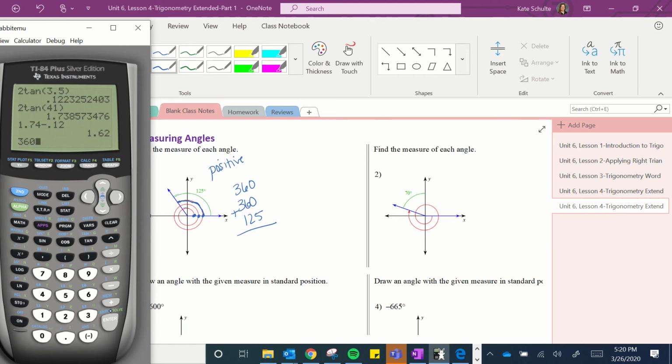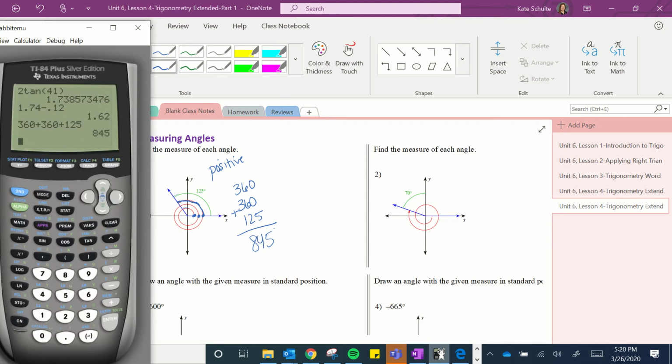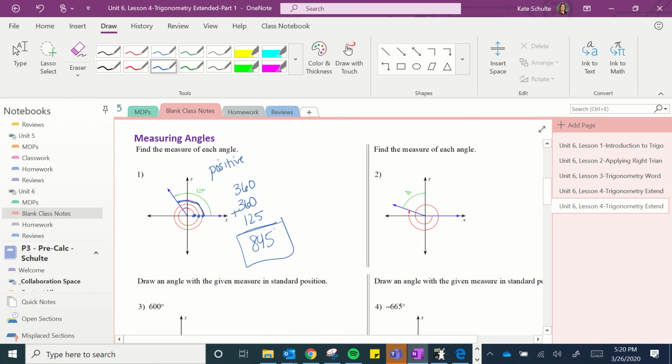So I have 360 plus 360 plus 125, and there we go. So this angle measure is 845 degrees. You're welcome to count by 90s, 90 plus 90 plus 90 plus 90, and so on. You'll get the same answer, but I know this is going around full times, 360 plus 360 plus this 125.